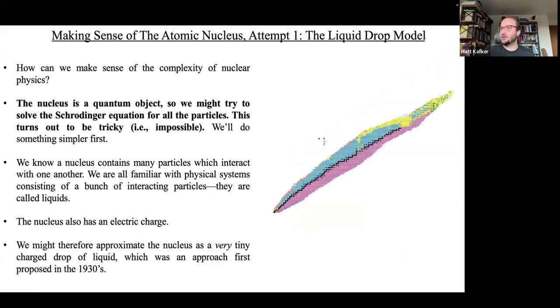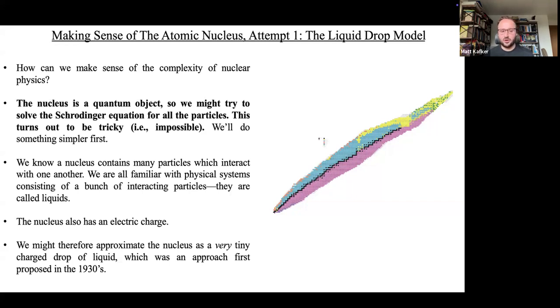In a couple of minutes, I'm going to try to give some sense of techniques that you can use to calculate properties of nuclei. There's a lot of complexity, as I said. The nucleus is quantum mechanical, so you might want to just try writing down the Schrodinger equation and seeing what happens, but that's effectively impossible. So we're going to go over some simpler things first.